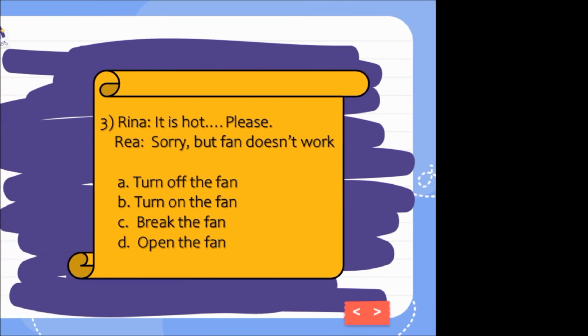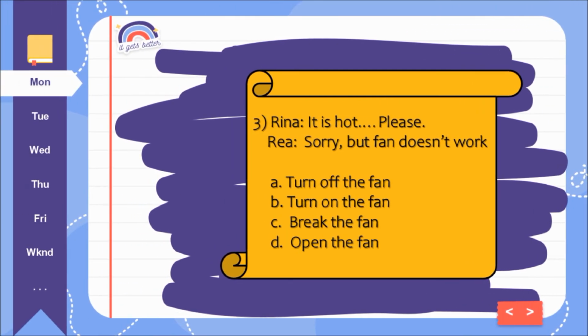Question number 3. Rina. It is hot. Blah blah blah please. Rhea. Sorry, but the fan doesn't work. A. Turn off the fan. B. Turn on the fan. C. Break the fan. D. Open the fan. Finished? Let us go to the next question.